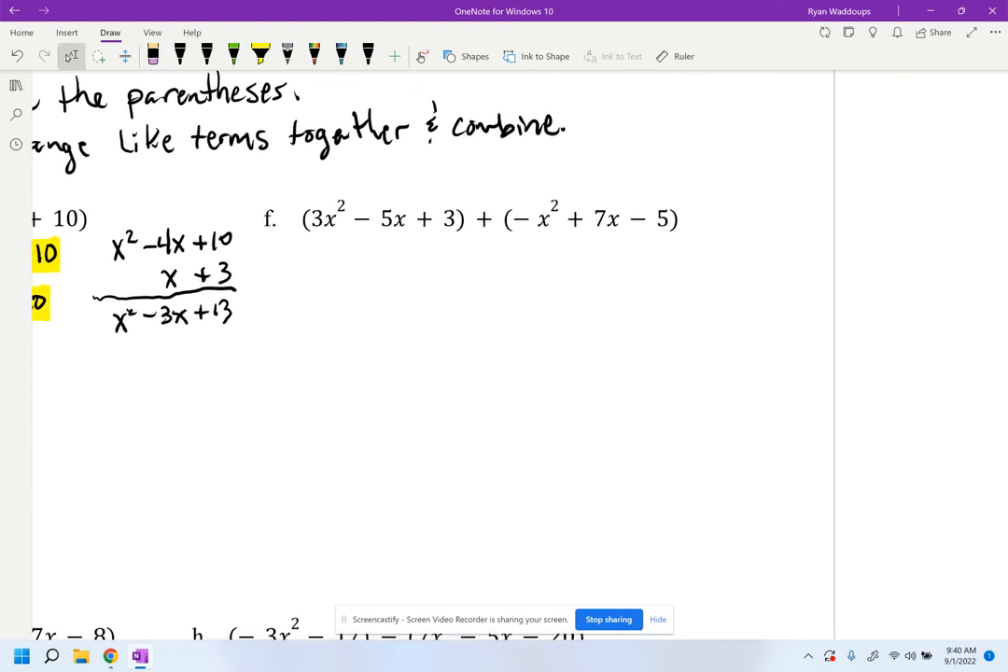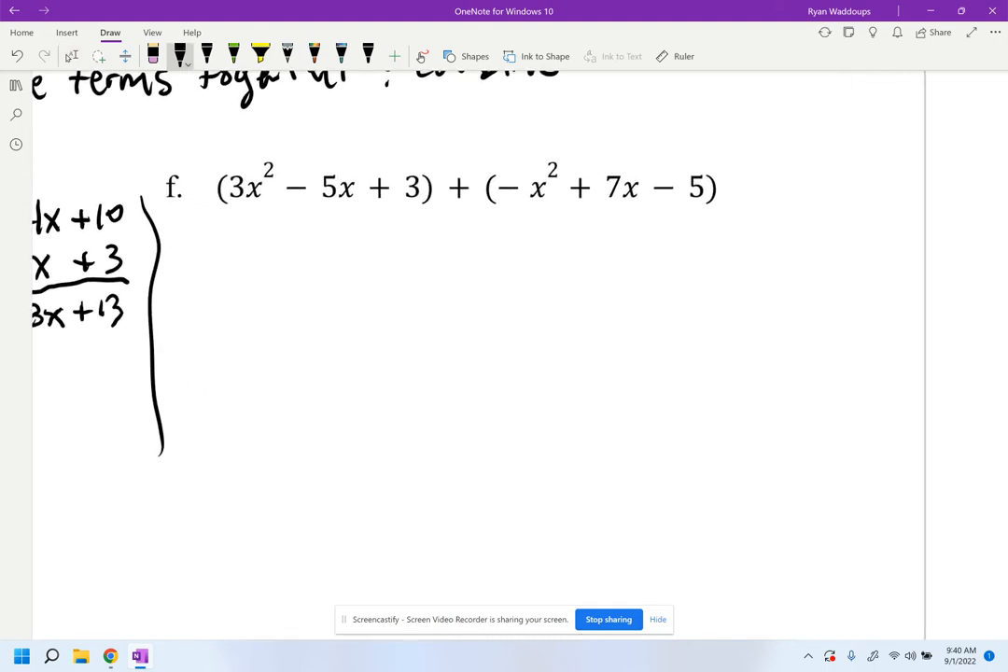In fact, let's go ahead and do that in the second one. F, 3x squared minus 5x plus 3. Copy that down here. 3x squared minus 5x plus 3. Make sure that it's in standard form. And then I put minus x squared right here. Plus 7x right under the other x term. And then minus 5 right there with the other.